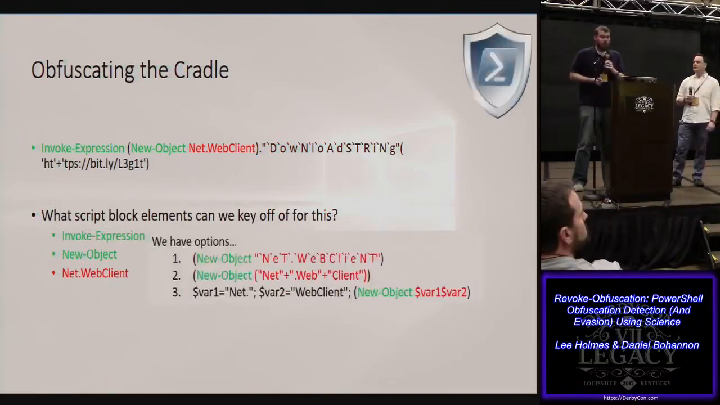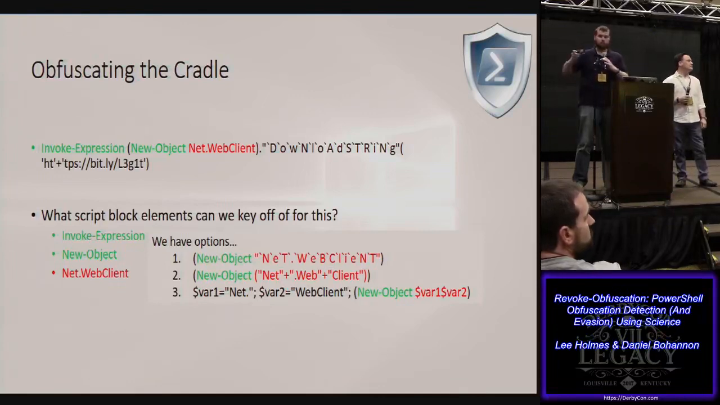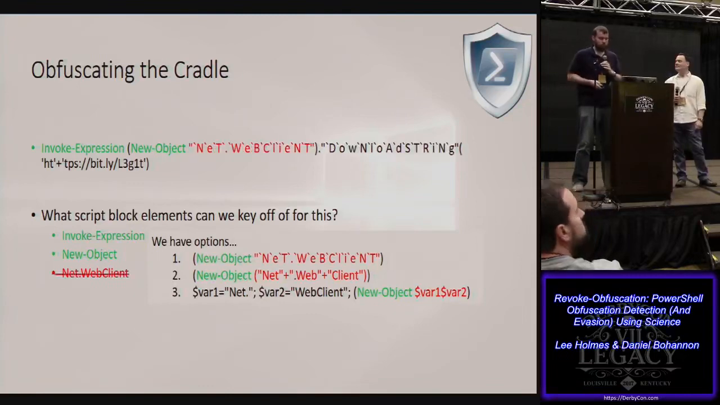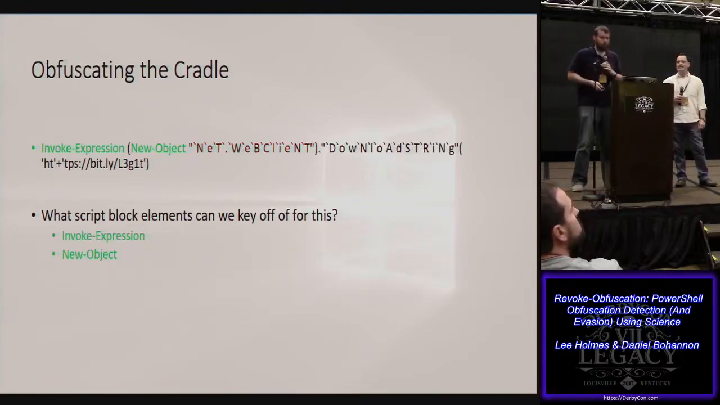Net.webClient. With this, we have tons of options. We can use tick marks if we put double quotes around it. Again, if we throw parentheses around it, we can treat it as a full-blown string, concatenate it, do whatever. Or in the third example, we can chunk it up into substrings anywhere in the command and then just reference those variables later in the command. So let's just go with tick marks and remove that from our Defender strings.